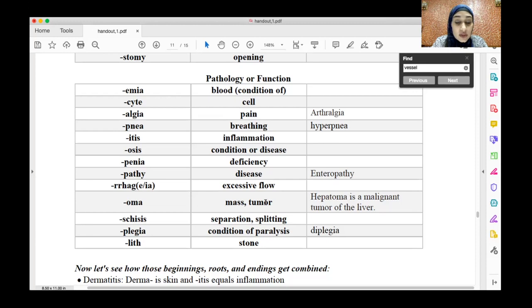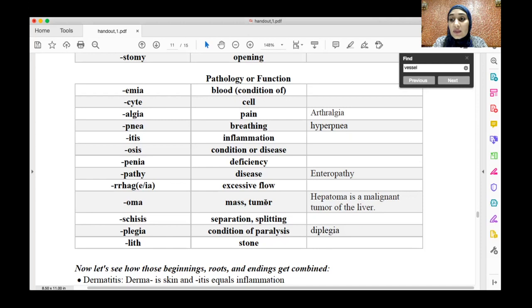Rag means excessive flow. Ragia means excessive flow. Oma means mass or tumor, like hepatoma. Cissus means separation or splitting. Plegia means condition of paralysis, like when I say diplegia means paralysis on both sides, on two sides, because di means two.